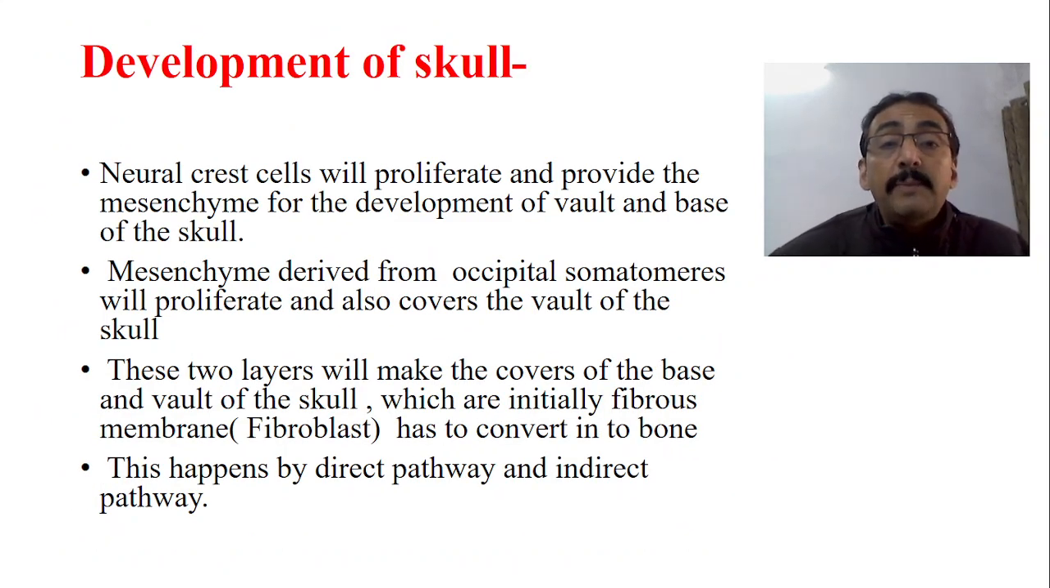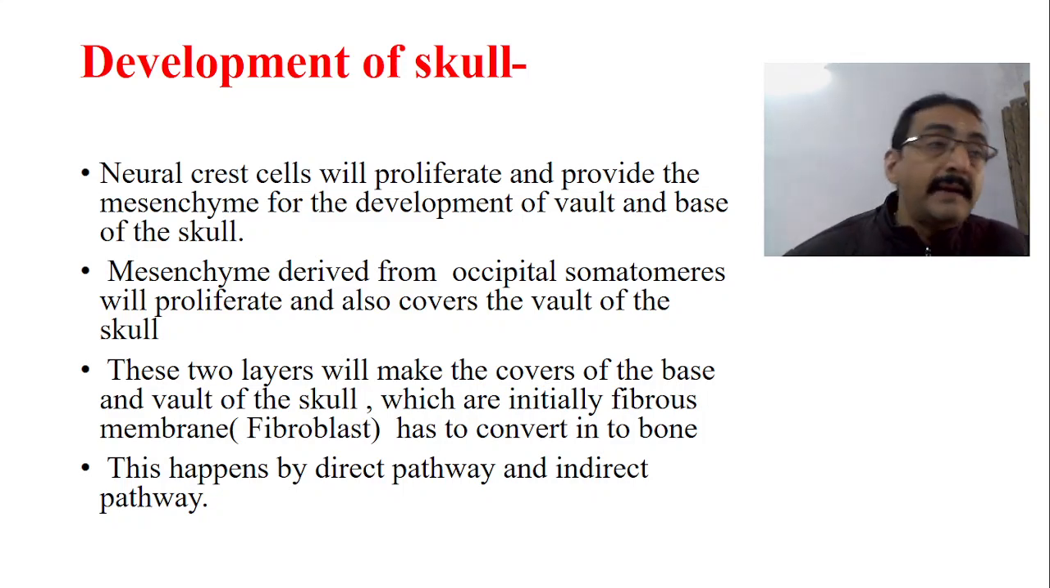Neural crest cells will proliferate and provide the mesenchyme for the development of the vault and base of the skull. Mesenchyme derived from occipital somitomeres will also proliferate and cover the vault of the skull. These two layers make the covering of the base and vault of the skull, which are initially a fibrous membrane of fibroblasts, and later convert into bone. This happens by the direct pathway and the indirect pathway.